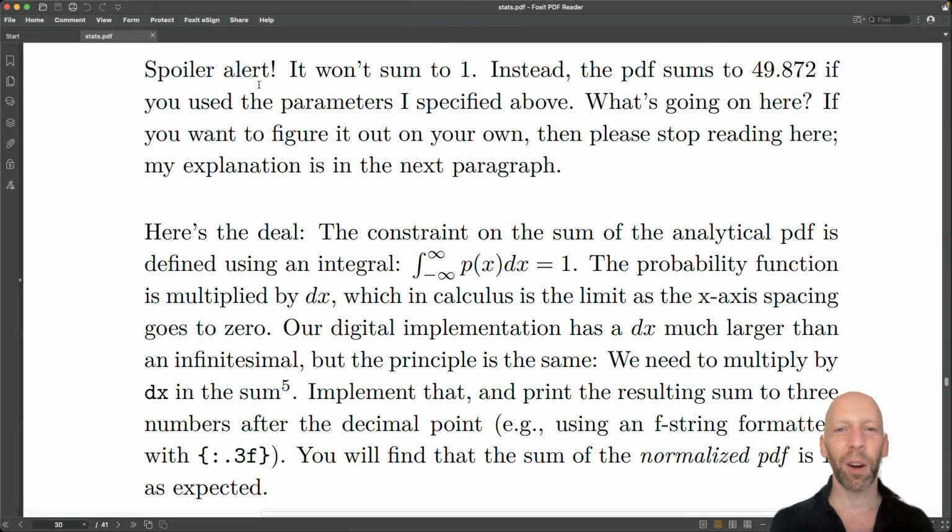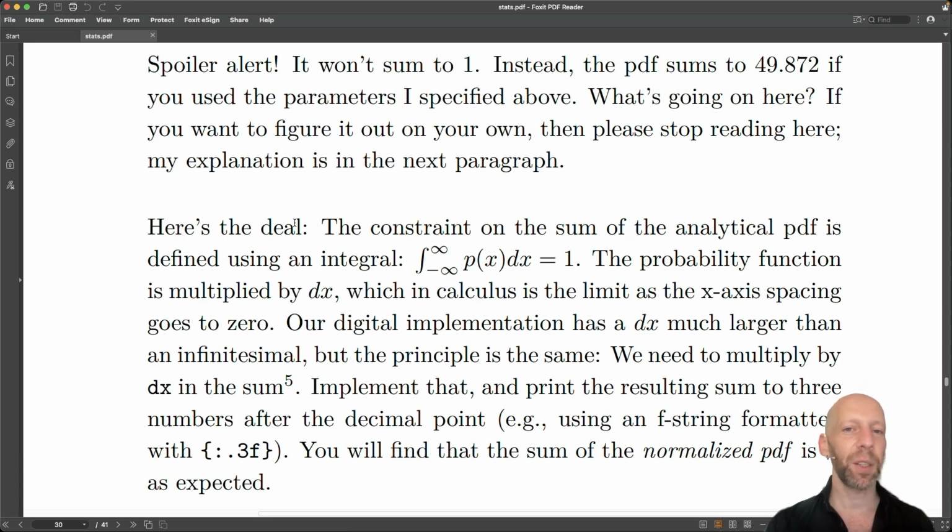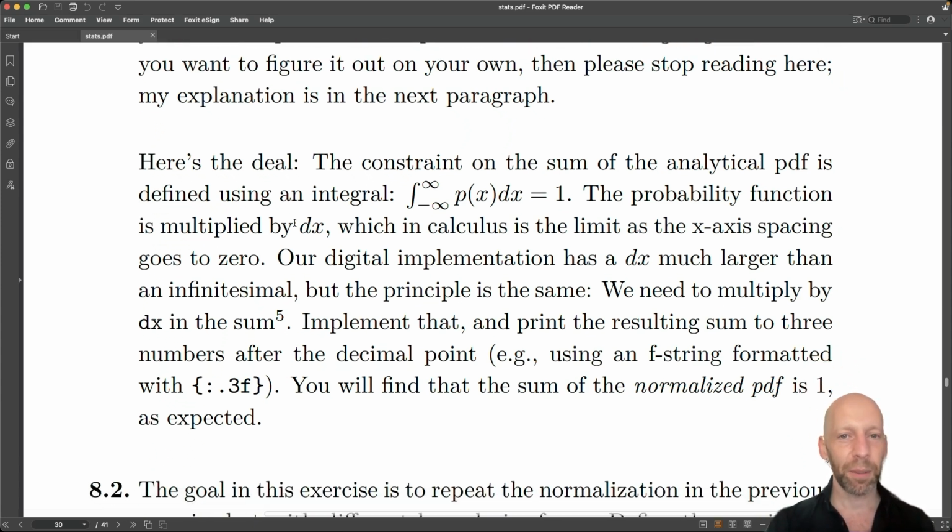Okay, so here we've already empirically discovered that the sum of all of the probability values is much larger than 1, meaning it's not a true probability function. And here is the deal. We actually just need to normalize it. It's not so difficult. So basically, the definition that all the probability values must sum to 1 comes from this formal expression here where we take the integral over all of the probability values dx. We have to multiply by dx. And that is the key that is actually missing from our code.